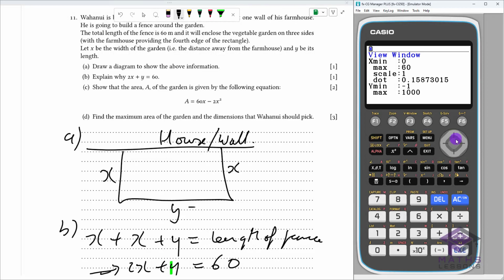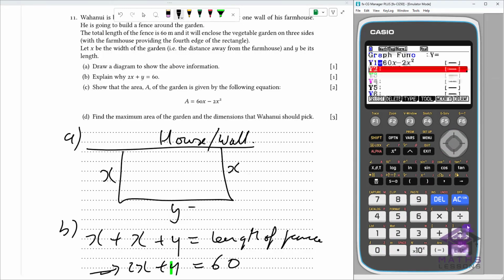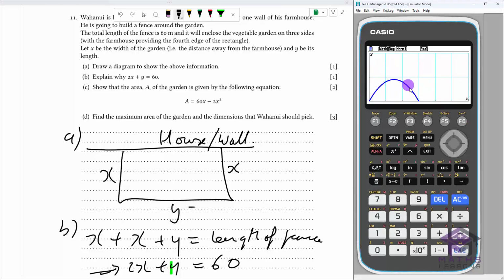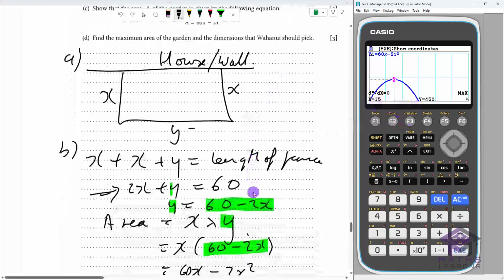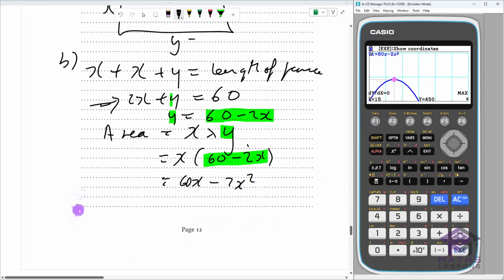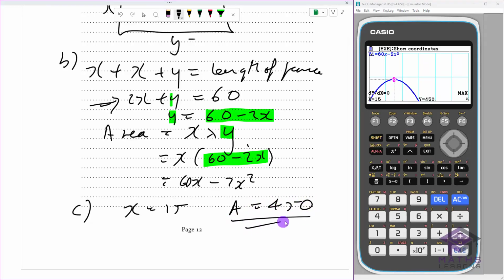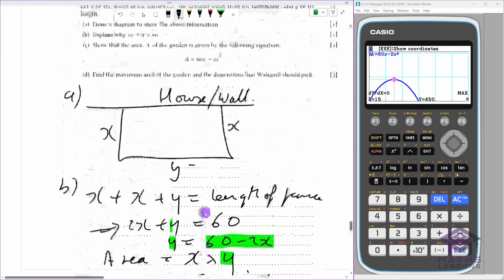We need to change our scale. 500 will do for that one. This one probably 10 is more sensible, bearing in mind we're going all the way up to 60. Draw that, and we can see our graph. Then we can just press G-Solve, find the max, and we get x equals 15 and y equals 450. So therefore, for C, x is going to equal 15, and the area is going to equal 450 for my maximum.